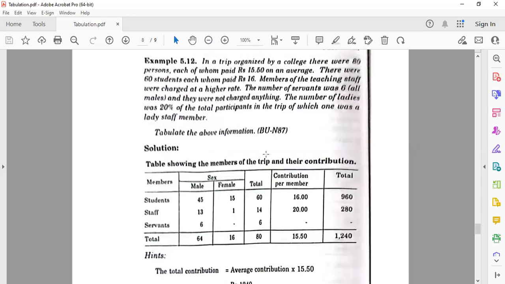So you have to construct a table with the heading, table showing the members of the trip and the contribution. So first you have to take the sex. So sex consists of male and female, that is male staff and female staff, then total contribution per member and that total. So members are in three categories: students, staff, and servants. So let us see what data is given here. So in a trip organized by a college, there were 80 people. That is the total people of all the students, staff, and servants put together is 80. So this data is given here. So this is how we can understand here.